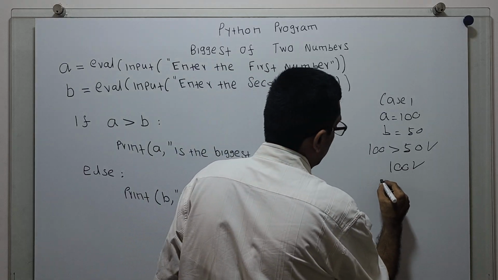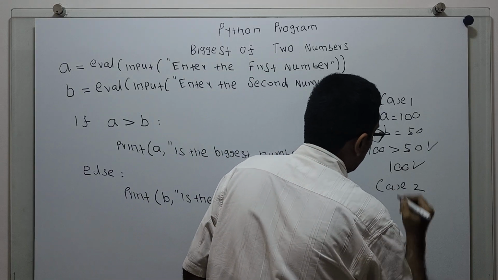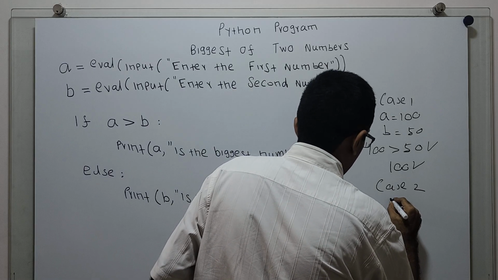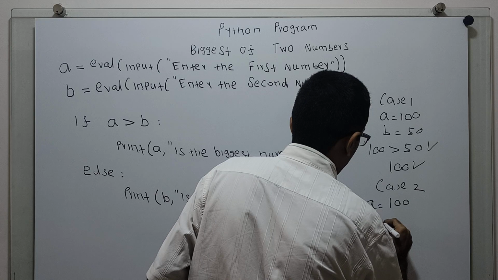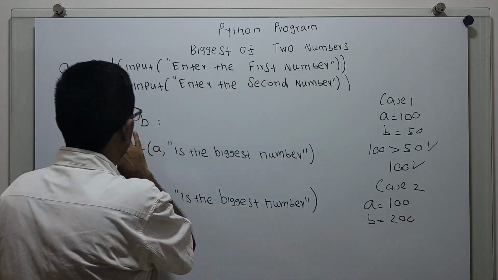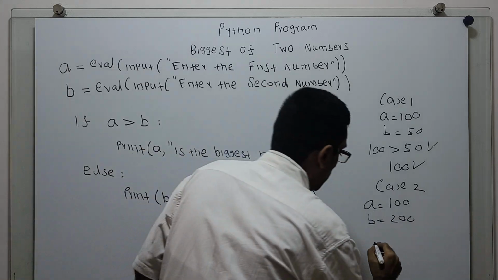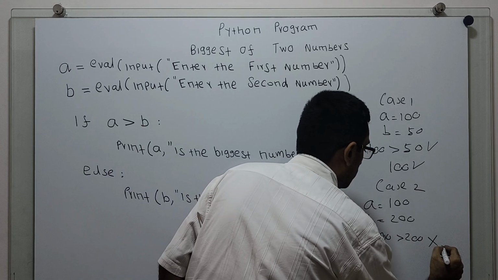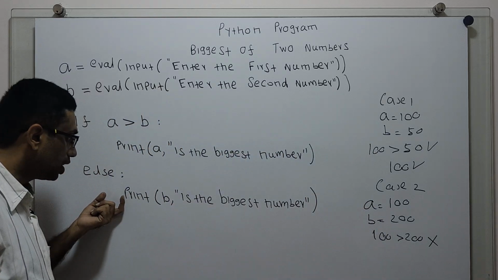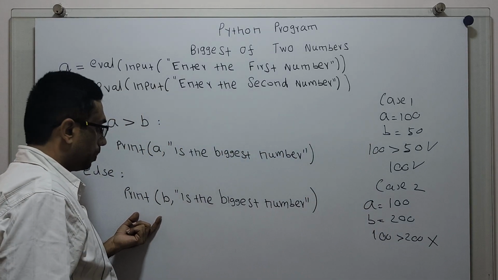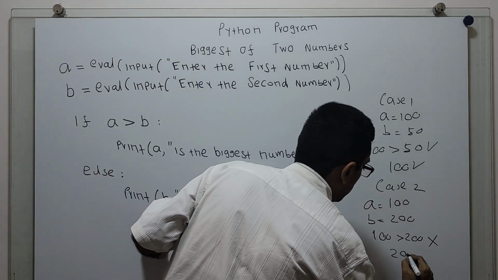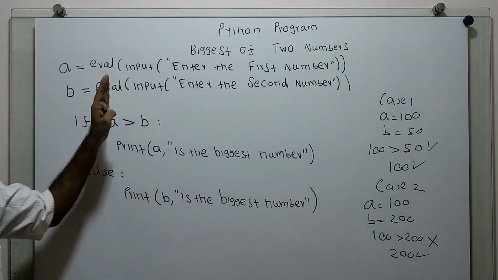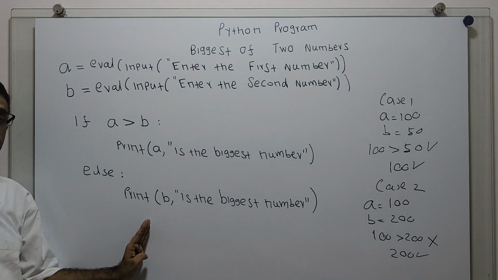We will take another sample input. Case 2, for a I am giving 100, b I am giving 200. Now to check if a greater than b, that means 100 greater than 200. The condition is false. The statement under the else block will get executed. Print b, b means 200 is the biggest number. That's it. This Python program is logically correct.